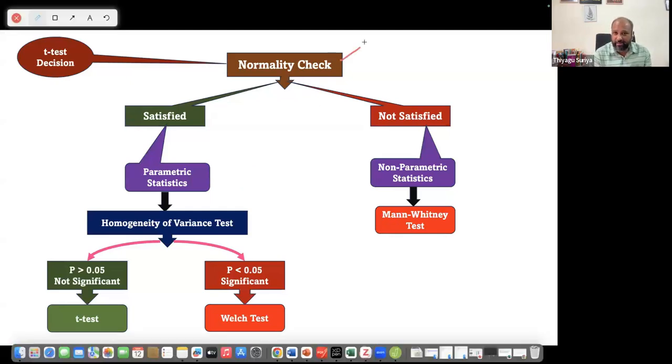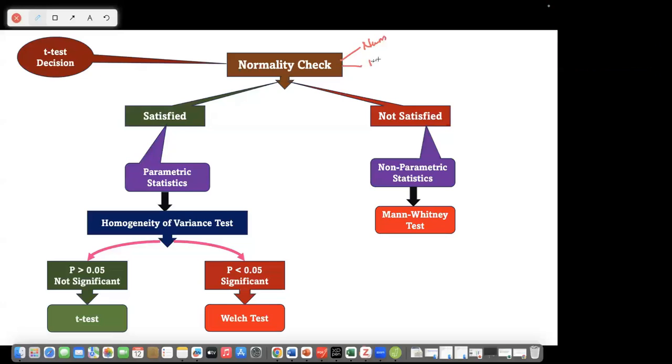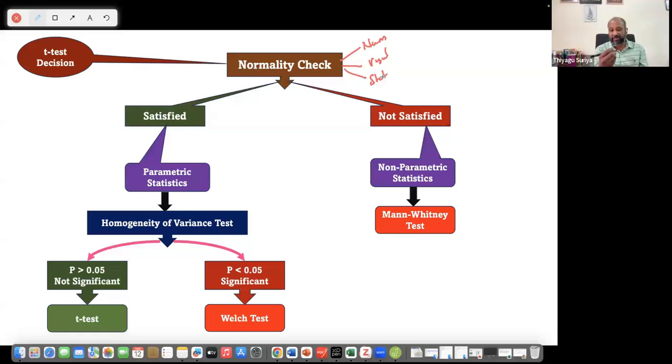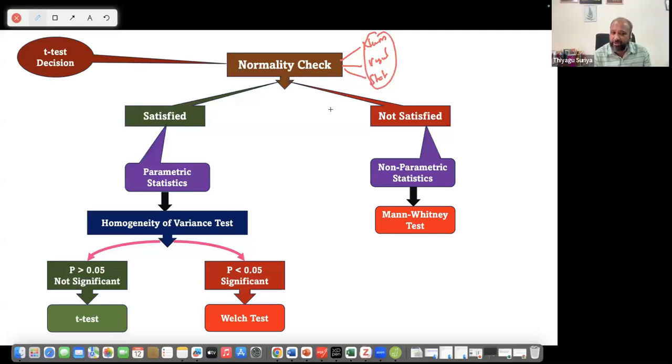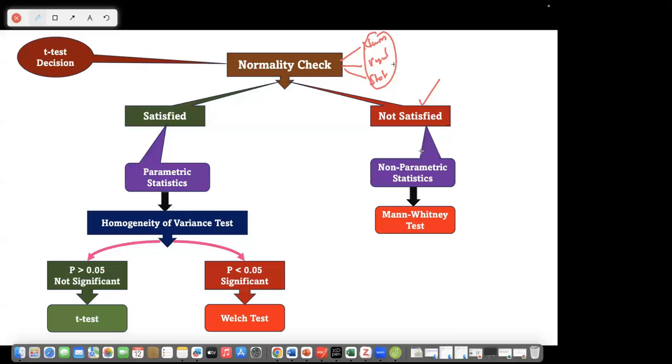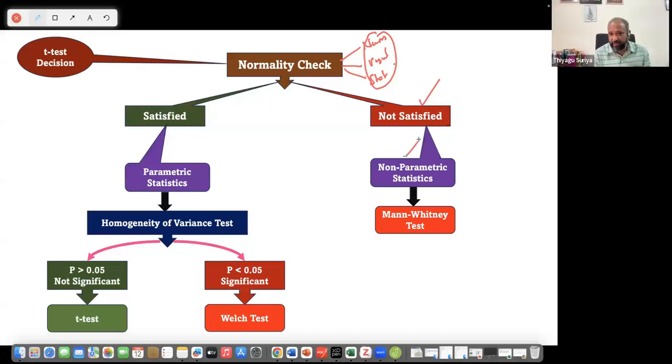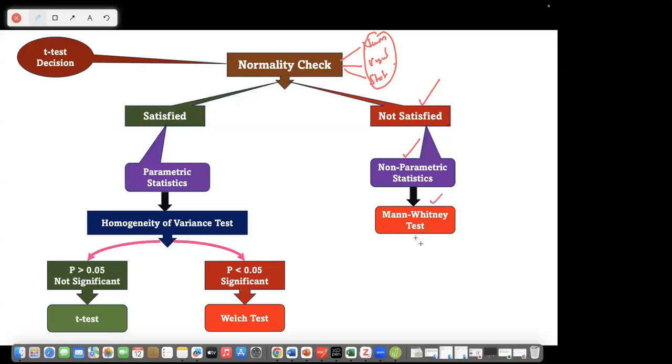Normality check: one is number-based, the other one is diagram-based. Skewness, kurtosis, visual. Shapiro will come; Shapiro is called a statistic. You can check with this. Suppose all three conditions show that it is not normal, then what can you do? If normality is not satisfied, we can go with non-parametric. Then you can go with the Mann-Whitney test. So you got it? Yes. Mann-Whitney test is the non-parametric test.